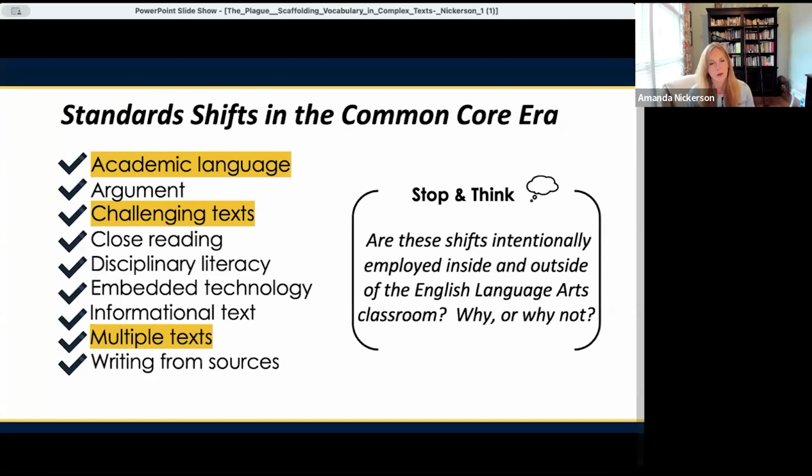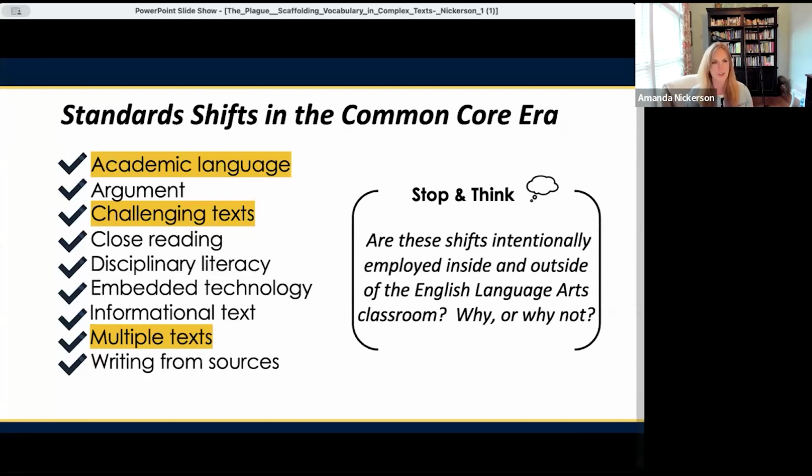So we saw greater emphasis on academic language, challenging texts, and using multiple texts to build knowledge and concepts and language. And so I want you just to stop and think before we delve much further into this presentation and ask yourself, it's been 14 years since the Common Core came into existence. Are you seeing these shifts intentionally and cohesively applied inside and outside of the English language arts classroom?